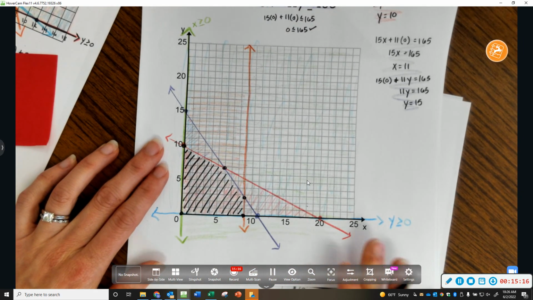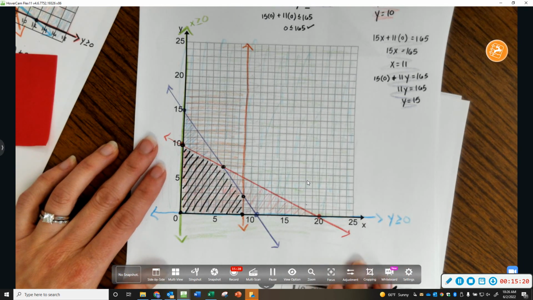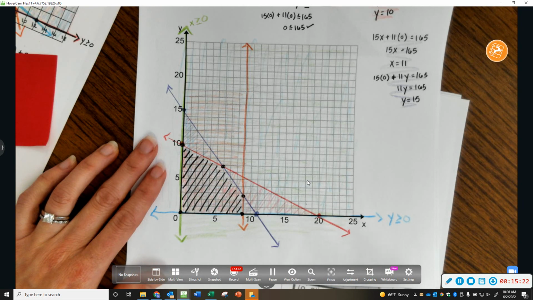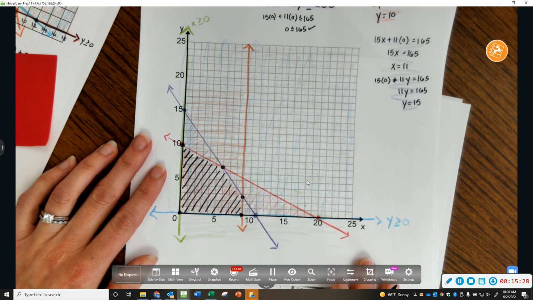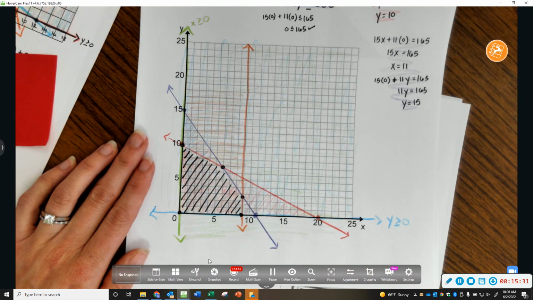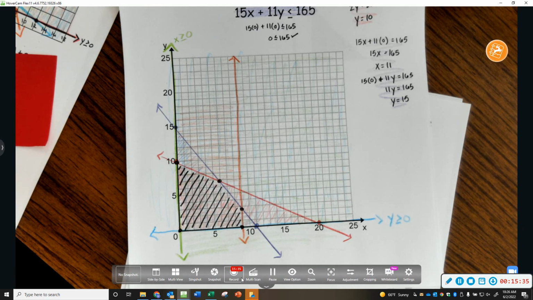Okay? So, now I'm going to do this one step further on the next video, but just graphing and figuring out your feasible region is our first step of linear programming. So there is a worksheet to complete after this.